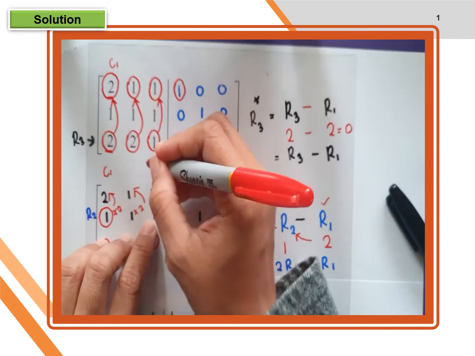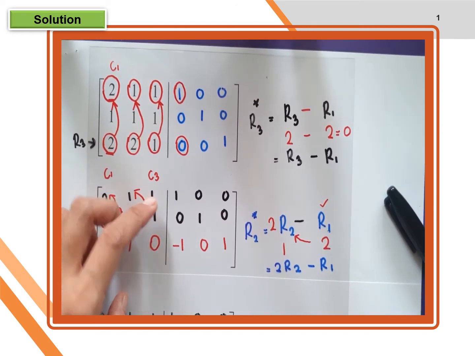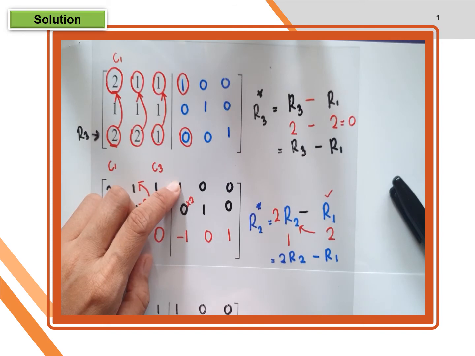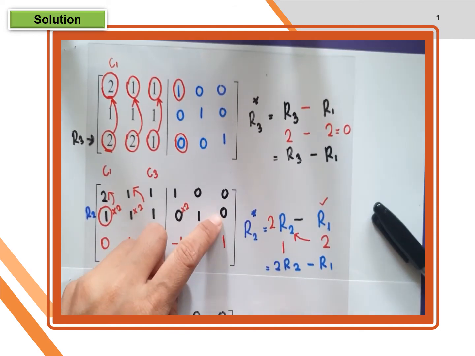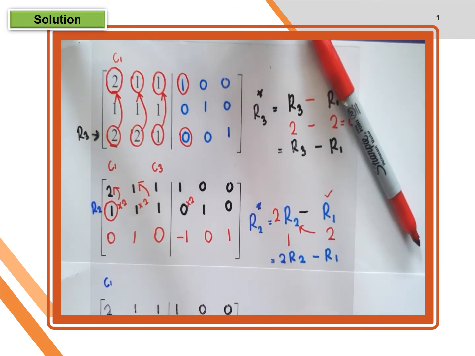Then next, going to the third column: 1 times 2 minus 1, also 1. And here, 0 times 2, which is 0, minus 1, the answer is equal to negative 1. 1 times 2 equals 2 minus 0, 2. And here, 0. We already have 0, 0 for the first column. Our goal is to change the first column to 0, 0. For the next column, change to 0 for the first row and 0 for the third row. After we finish, we go to the third column, changing the first row and the second row to become 0.